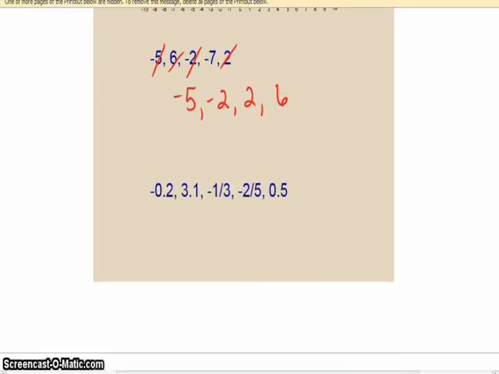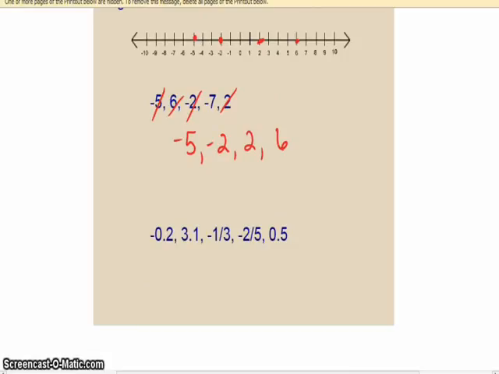So take a second, pause the video, and try this next problem. This one's a little harder because it has decimals and fractions. And so you will want to convert your fractions to decimals or your decimals to fractions to help you out.